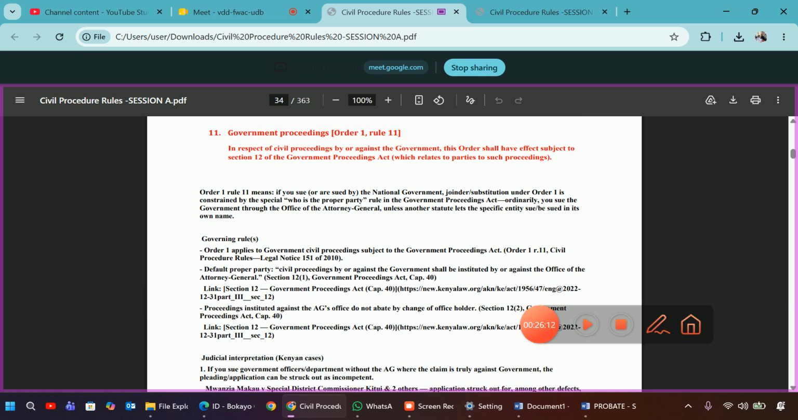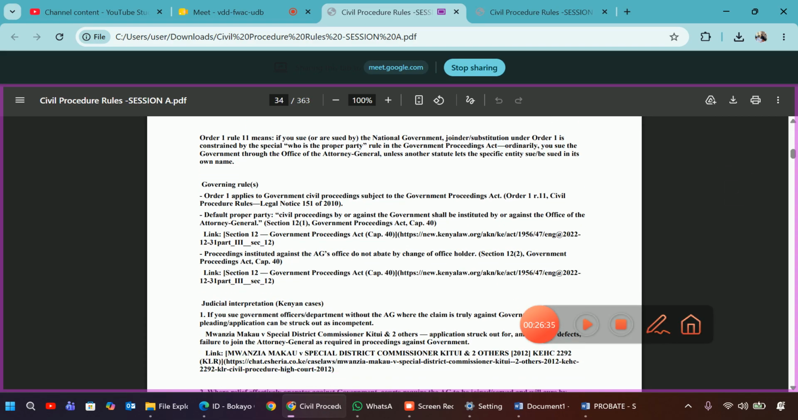So Order 1, Rule 11 means if you sue or are sued by the national government, joinder or substitution under Order 1 is constrained by the special who-is-the-proper-party rule in the Government Proceedings Act. Ordinarily, you sue the government through the office of the AG unless another statute lets the specific entity sue or be sued in its own name.